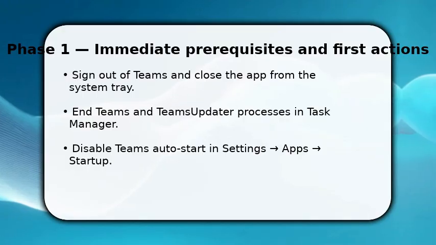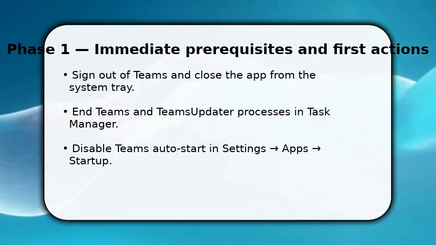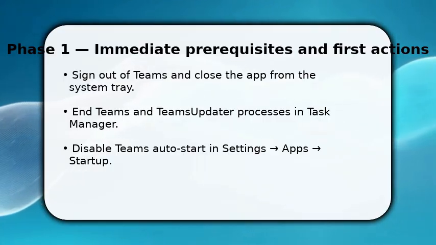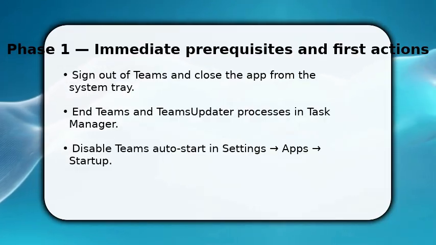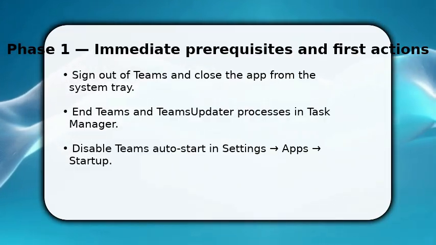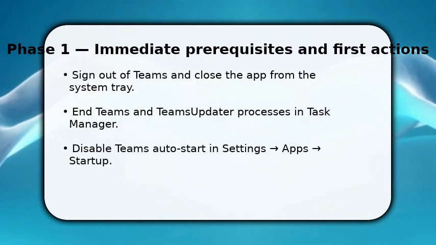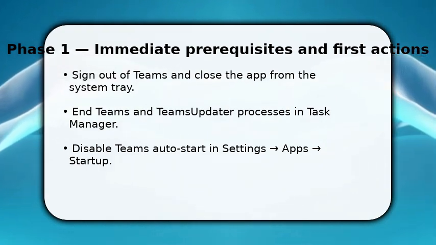Next, open Task Manager, find Teams and Teams Updater, and end both processes so uninstallers can run cleanly. Finally, go to Settings, Apps, Startup, and toggle Teams off. This prevents the background updater from relaunching during removals. Once done, make sure no Teams icons remain in the tray or Task Manager before continuing to uninstall steps.